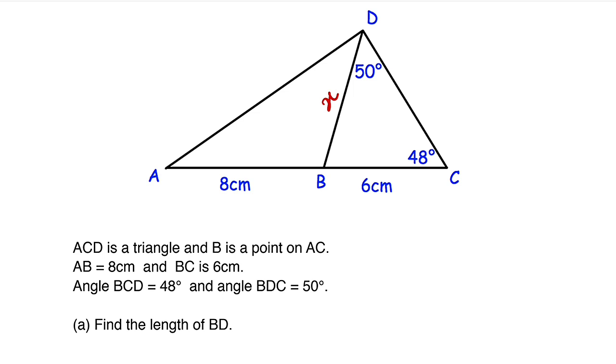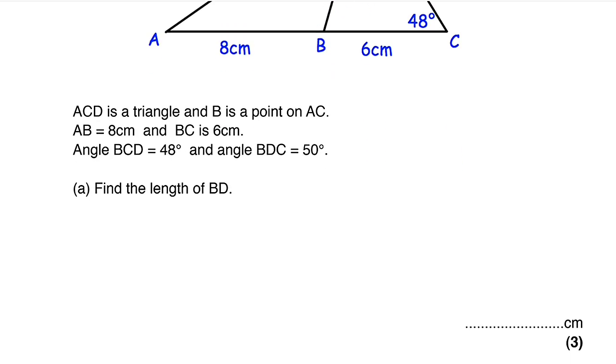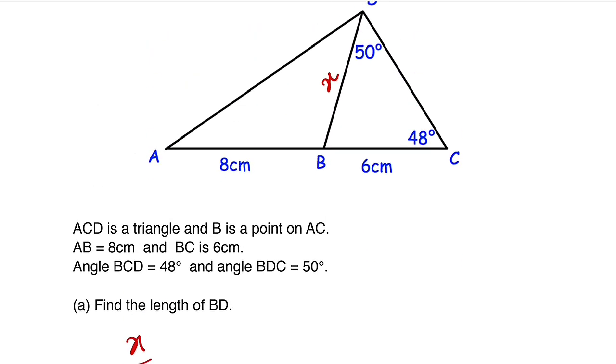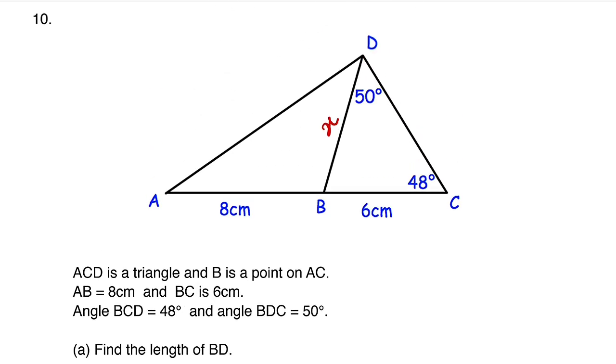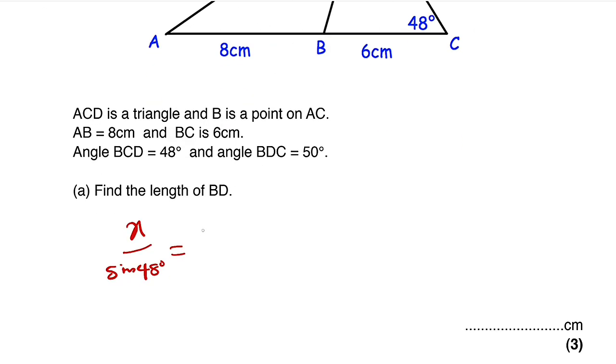So how can we find it? You can see that this is opposite to this, and we have this to this. So let me answer this for you. So it will be X divided by sine of 48 degrees. This is equal to 6 divided by sine of 50.